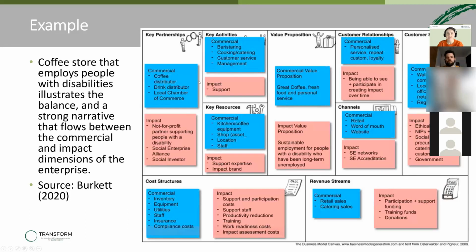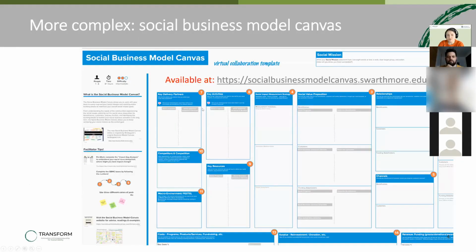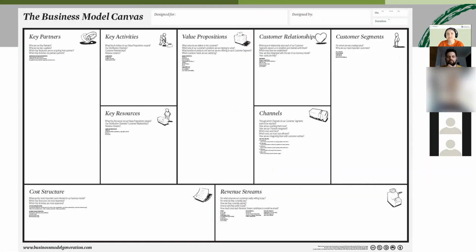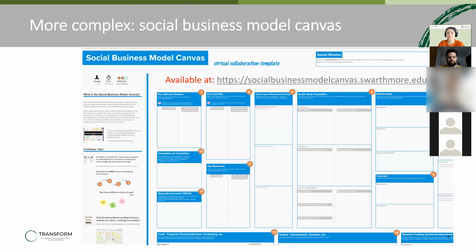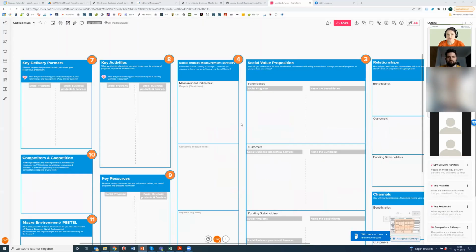he describes quite nicely some examples of how such a business model could look for a social enterprise. So, for instance, there is the example of a coffee store that employs people with disabilities who have been unemployed for a long time. And what is nice to see here is how they distinguish between the commercial model and the impact model using these different colors. And today we want to not rely on this basic business model canvas, but on a further development, the social business model canvas. And I hope you had a chance to go through it and familiarize yourself a little bit with the different elements.